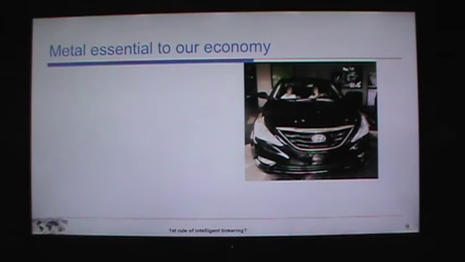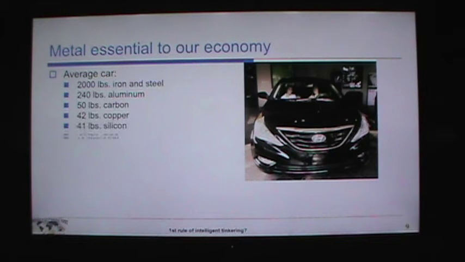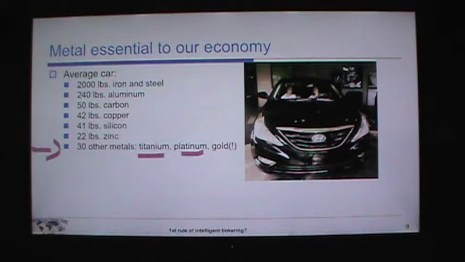There's metal that's essential to our economy. Obviously, we all like to have shiny cars. The average car has 2,000 pounds, a ton, of steel, 240 pounds of aluminum, 50 pounds of carbon. You can read that list. There are some other metals too: titanium, platinum, gold. Wow, okay, lots of other metals located in that car.